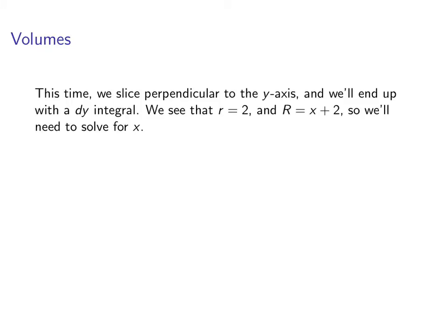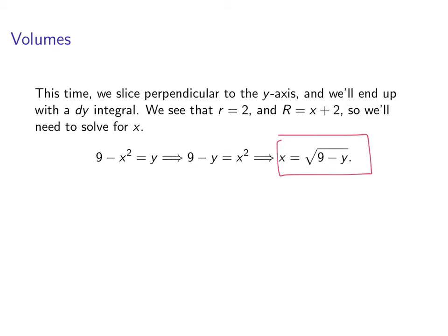Now we'll need to solve for x. Let's take our original equation, 9 minus x squared equals y, and solve for x. If we do that, we end up with x equal to the square root of 9 minus y. That gives us something for the outer radius, because we can put this x into the expression we have for the outer radius, which was x plus 2.